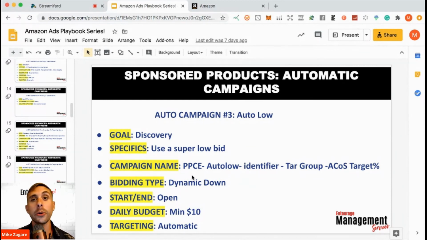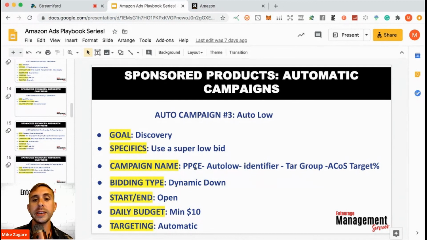You're probably going to see a lower ACOS. The thing though is I've seen people that have gotten a lot of junk traffic where their conversion rates are super low. So just keep that in mind. It used to be like way worse back in the day, but you want to be mindful of the junk traffic for sure. You're going to use a super low bid, like 10 to 20 cents.